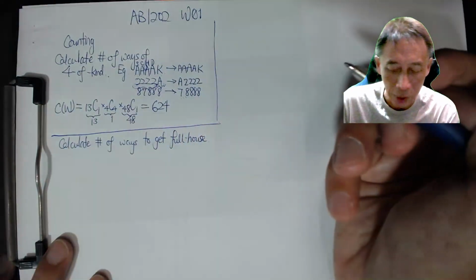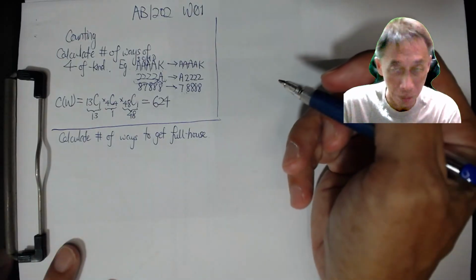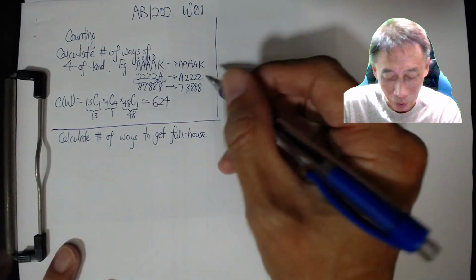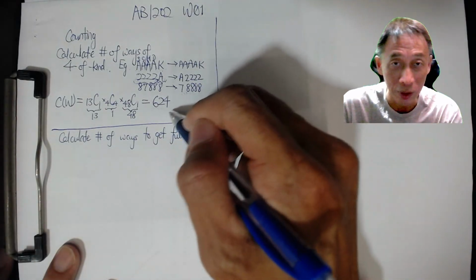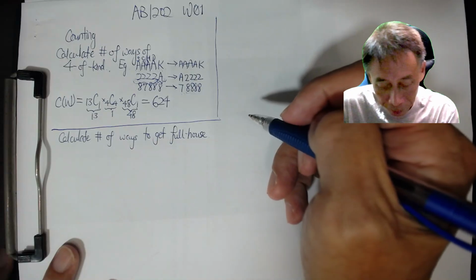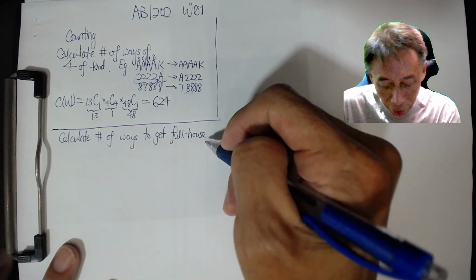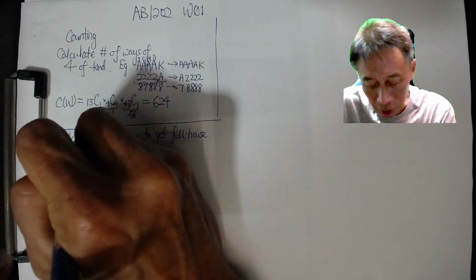Full house is a little bit more abundant than 4 of a kind. 4 of a kind is super hard to get, right? 624. Huh? And to get a full house, what is a full house? Let's look at some examples.